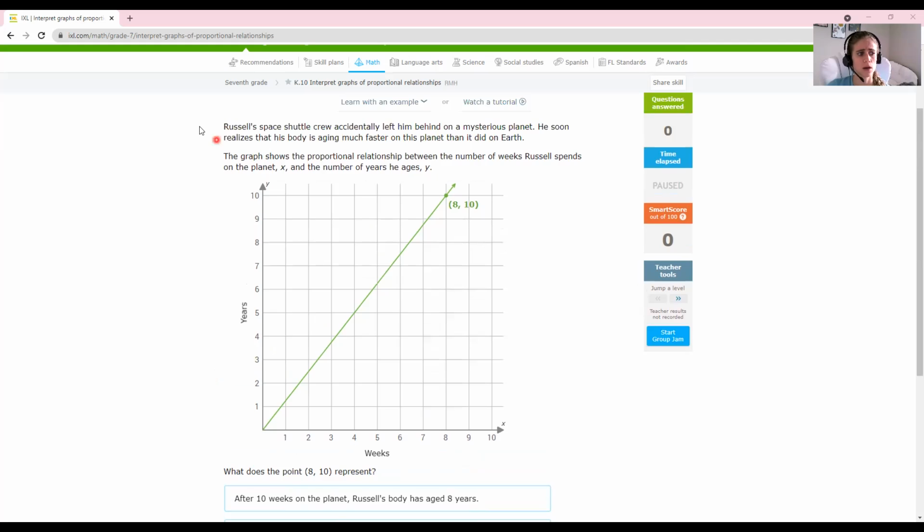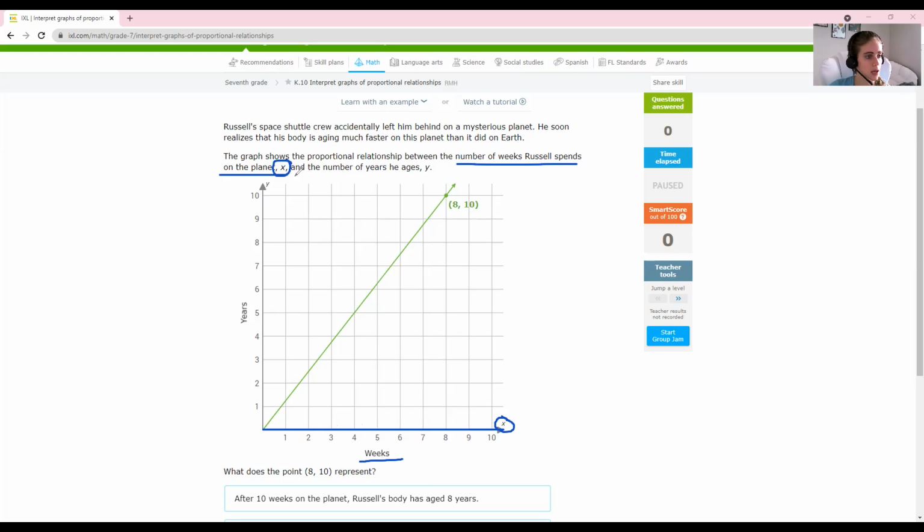First off, our first little paragraph here kind of sets the scene for us. We have a science fiction scenario here where Russell is left behind on a mysterious planet. And then I do notice that it tells us the number of weeks Russell spends on the planet is represented by the variable X. If we look on our graph, that matches. So here we have our x-axis and our label is weeks. So that means all of these numbers represent weeks. So 1, 2, 3, 4, 5, 6 weeks.